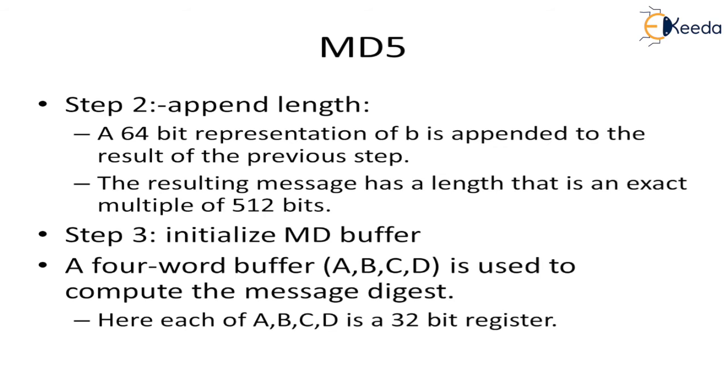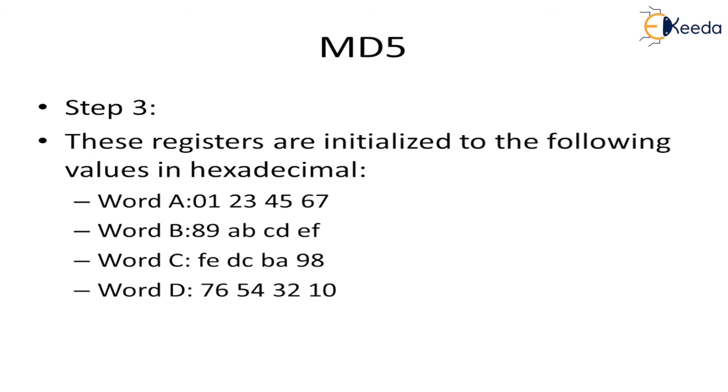A 4-word buffer, that is A, B, C, D, is used to compute the message digest. Here, each of A, B, C, D is a 32-bit register. So these registers are initialized to the following values in hexadecimal form. Word A: 01 23 45 67. Word B: 89 AB CD EF. Word C: FE DC BA 98, and Word D: 76 54 32 10.